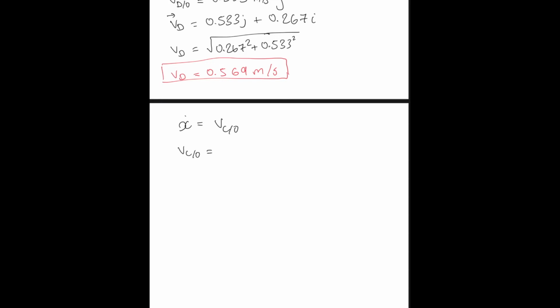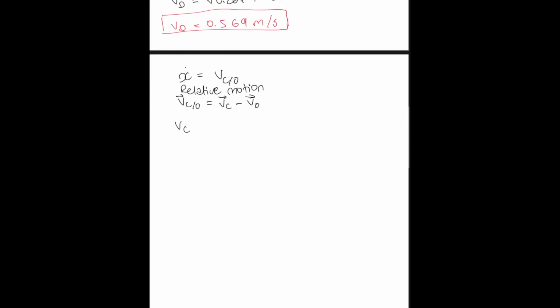So using our relative motion equations, we know that this is going to be equal to VC minus VO. And since we already know the values for these, we're going to plug them in, and we're going to have 0.4i minus 0.267i to give us a final answer of 0.133i meters per second.